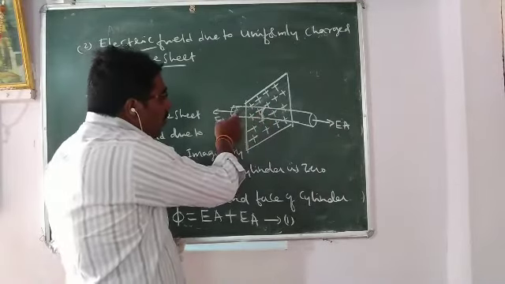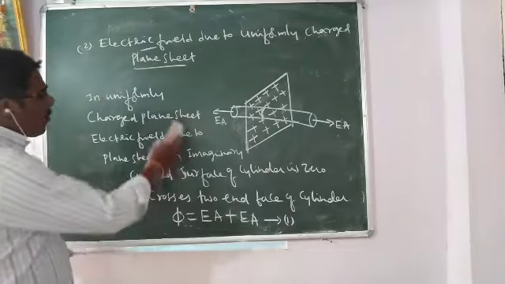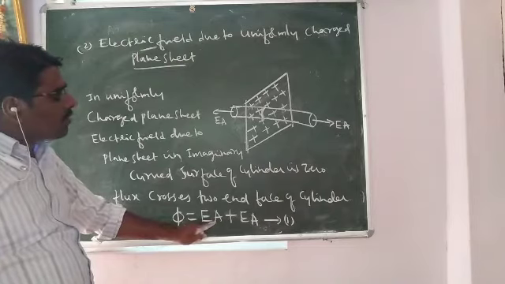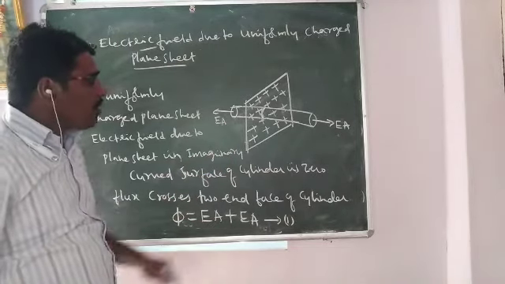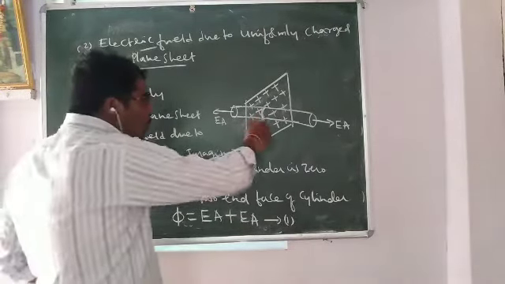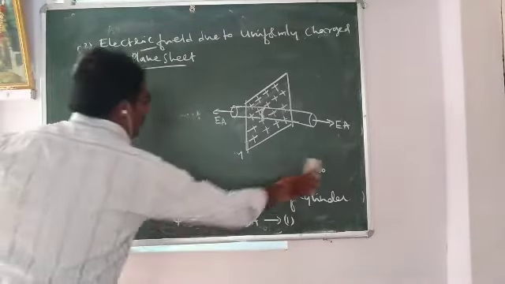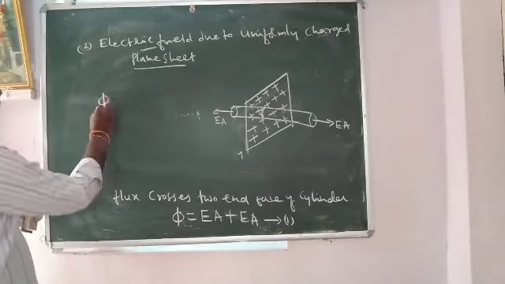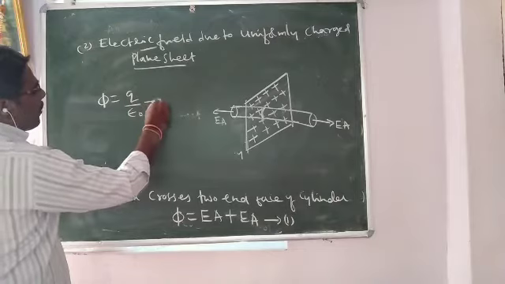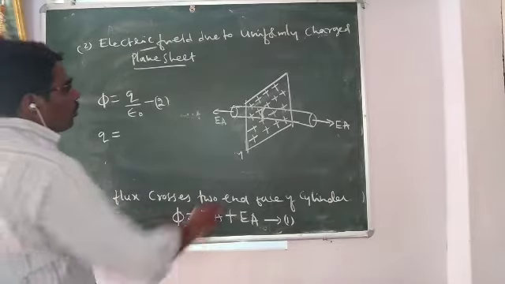The net flux crosses the two end faces of the cylinder, given by phi equals EA, one end face flux plus the other end face flux. The net flux through the curved surface is 0. According to Gauss law, phi is equal to Q by epsilon naught. This is equation 2. Q is the charge enclosed by the closed surface.